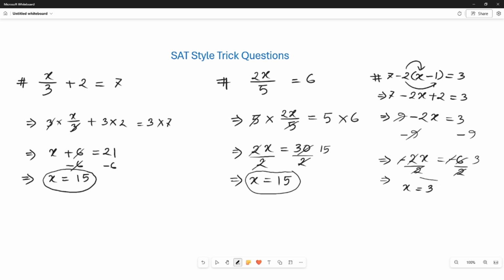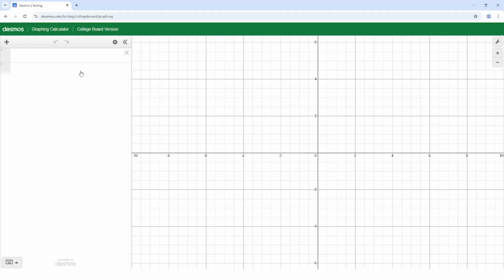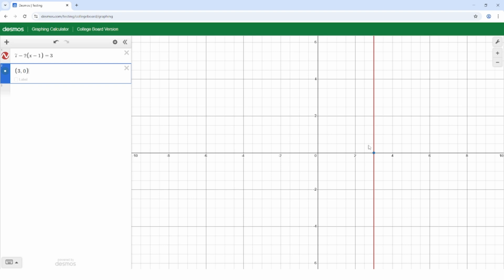Now we'll solve the same problem on Desmos. Just type the equation 7 minus 2 times quantity x minus 1 equals 3. Move your cursor to the intersecting point. Click on it, label it. That's it. You can see your answer, and here the answer is 3.